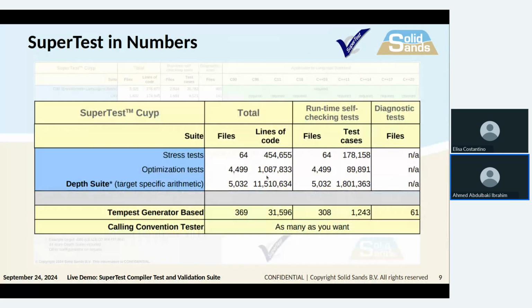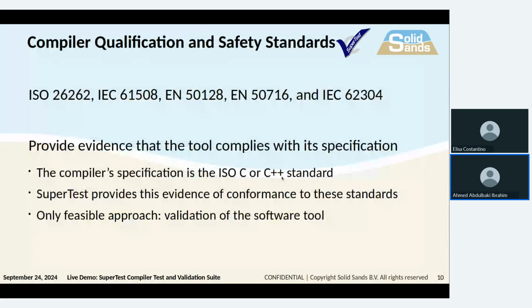So now that we have some measure of the test suite's scale, we can look at qualification. So by now we've seen how testing is a viable method for quality assurance. However, it is just as useful for compiler qualification. And for many standards spanning functional safety in the automotive, railway, and medical industries, it becomes crucial to present evidence that a software tool complies with its specification.